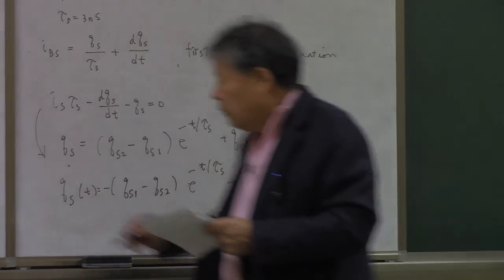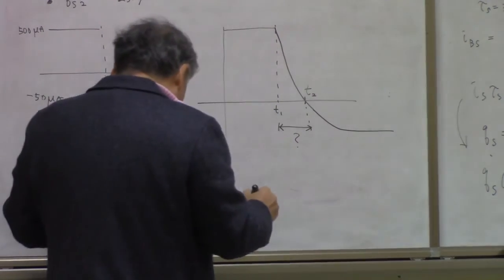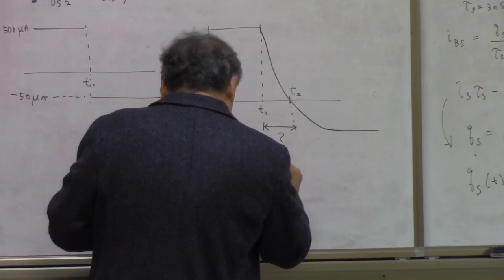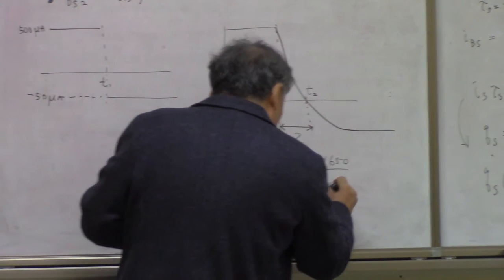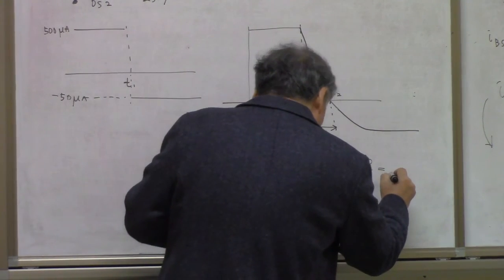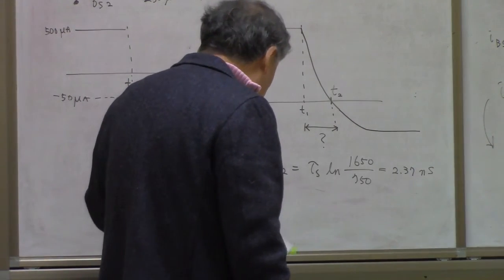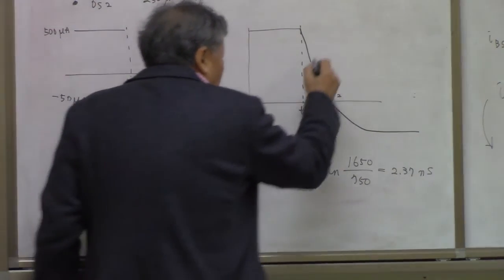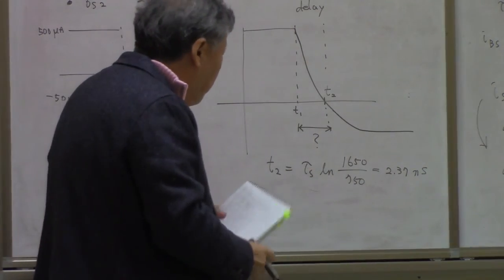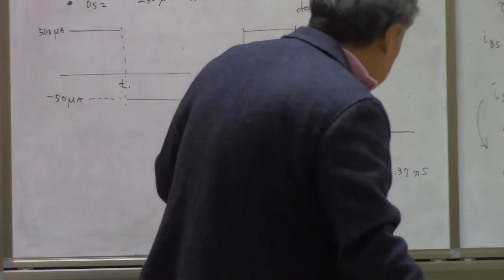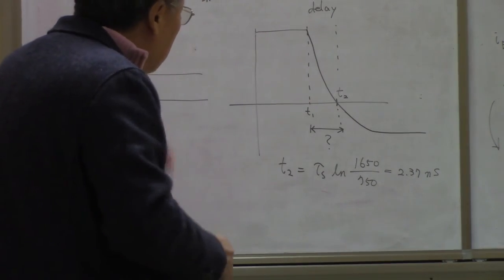And then we have this time, let's say T2. T2 is tau s times the log of 1650 over 750, and then we have a number, 2.37 nanoseconds. So this means we have a delay of this switching of 2.37 nanoseconds because of the charges stored beyond the edge of saturation in this device.